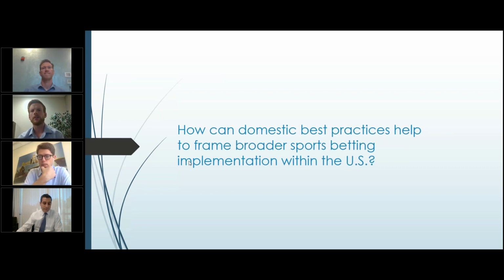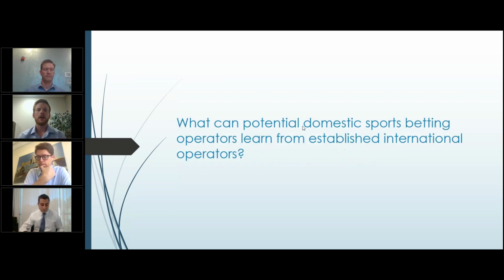Great. Moving on. So obviously, international sports betting is a much more mature market relative to the U.S. So especially for land-based casinos that may be in a position to get operating licenses once sports betting becomes legal, what can potential domestic sports betting operators learn from established international operators? Dan Kostelski, since you have the most experience abroad, we'll start with you.